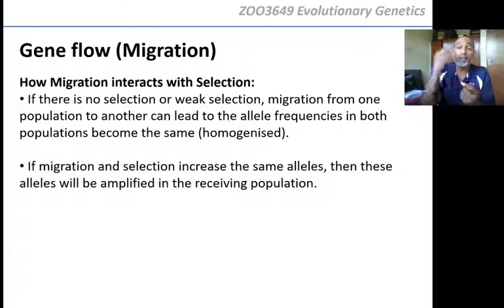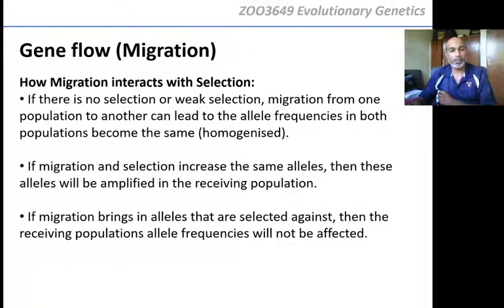When a migrant comes, they have the fittest allele, and selection is selecting that allele. Then that allele will become higher frequency in the receiving population.